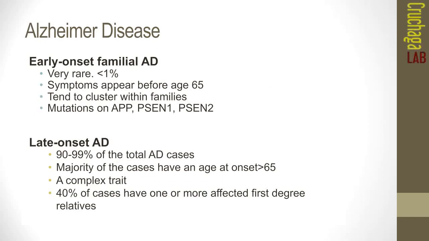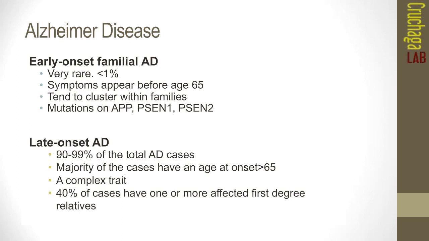The early onset form, which is characteristic in families, has the Mendelian form of autosomal dominant AD, and it's very rare. Less than 1% of the patients have this sort of manifestation. It's usually the case that the symptoms, the cognitive decline, appear before the age of 65, and it tends to be clustered in families. The research community has already identified fully penetrant mutations in the APP, PS1 and PS2 genes.